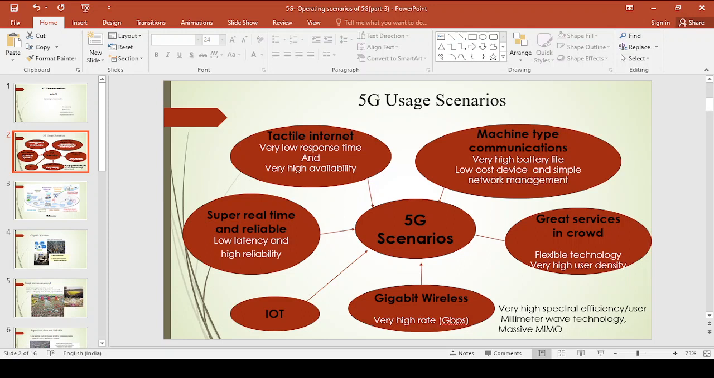Now at that place this 5G should provide its services. It should provide its services in crowd, nothing but the places where there is a gathering of more number of people, nothing but very high user density. Now at that place it should provide its technology flexibly. This is one more scenario of 5G. That means the places where there is a chance of gathering more number of people.